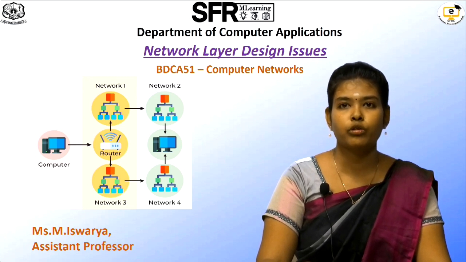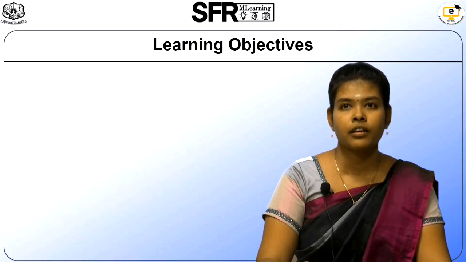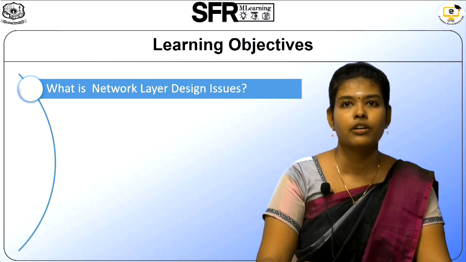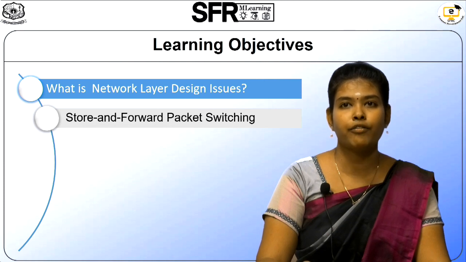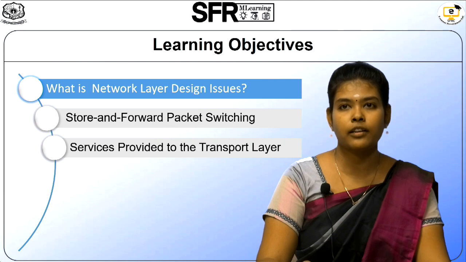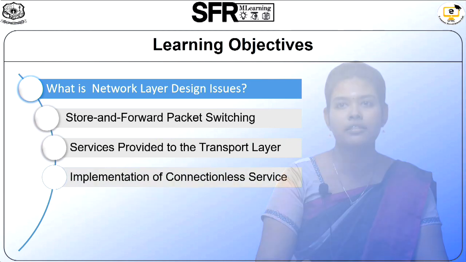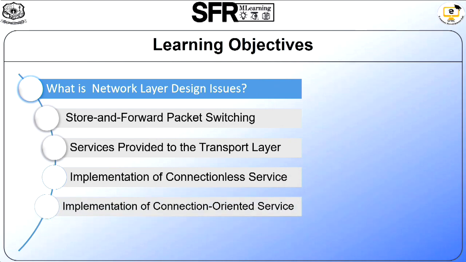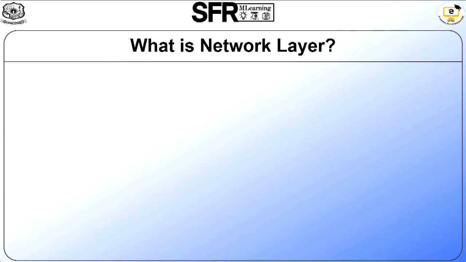Today I am going to talk about the network layer design issues. These are our learning objectives. First one is what is network layer design issues. Second one, store and forward packet switching, services provided to the transport layer, implementation of connectionless service, implementation of connection oriented service, comparison of virtual circuit and datagram networks.